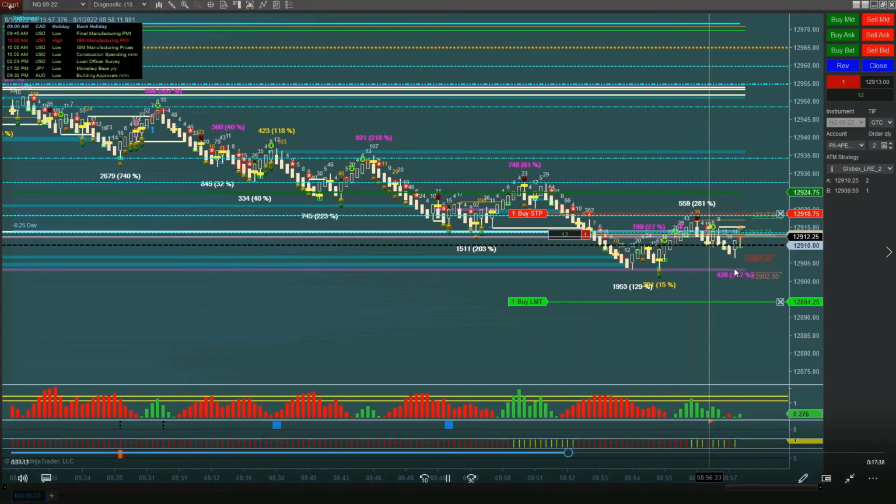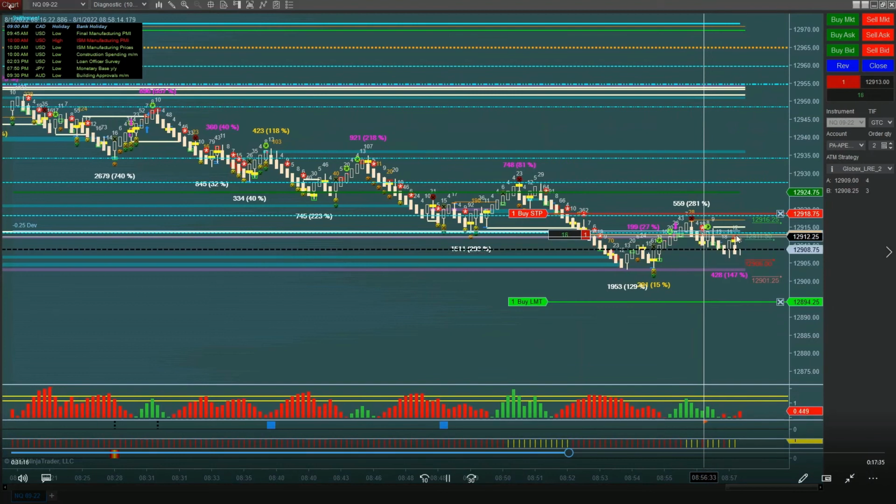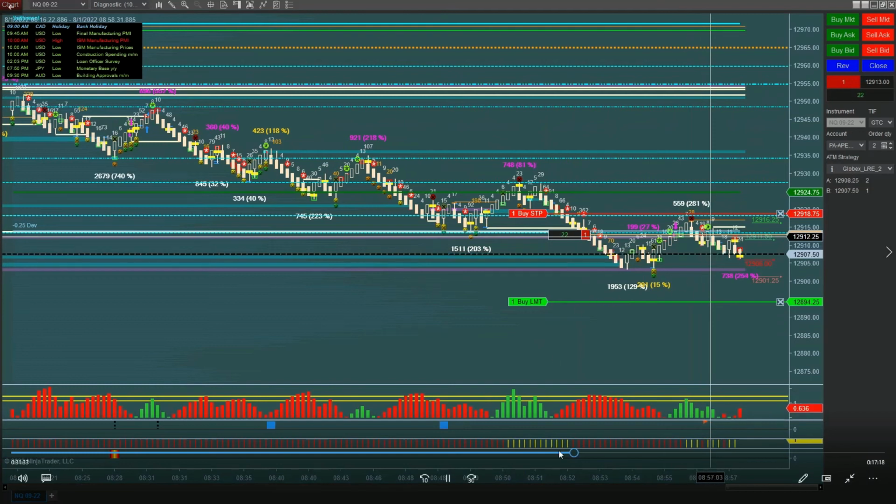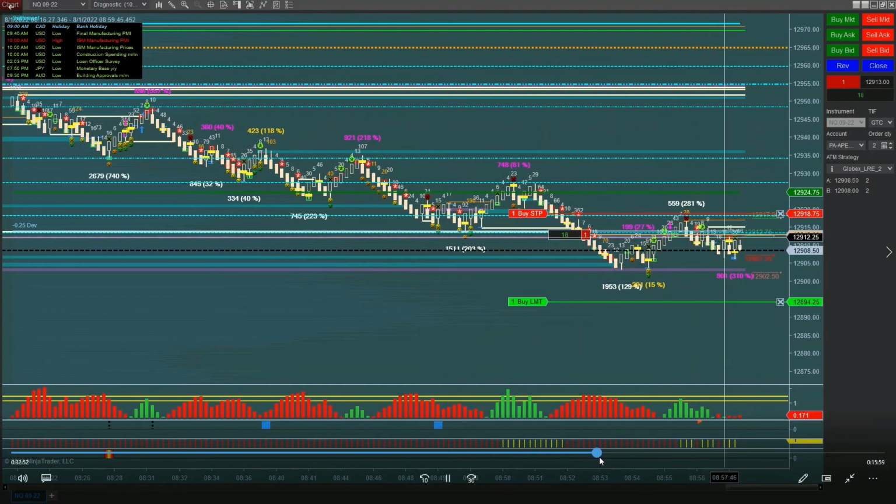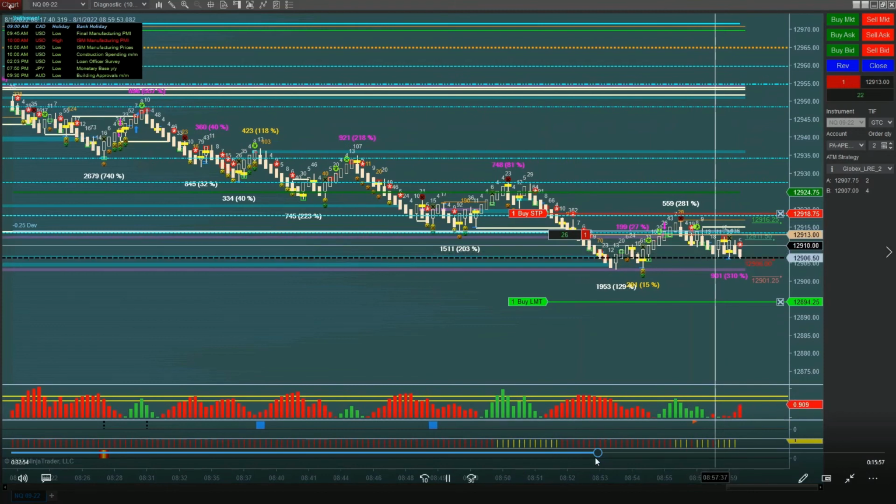All right, so now came back up, tested again. Now it's coming back down. As I mentioned, if this thing hits this ZOI, gets around this area, I'm more than likely going to move to break even. Because I don't want to be up 20, 30 ticks and then take a full loser. Okay, so I'm going to fast forward a little bit here. It's coming back up. A little bit of chop.